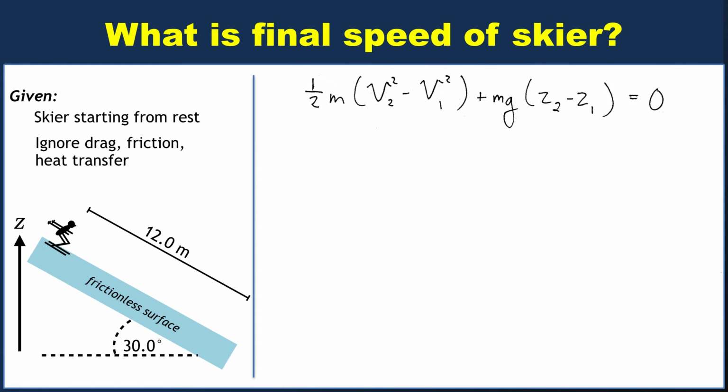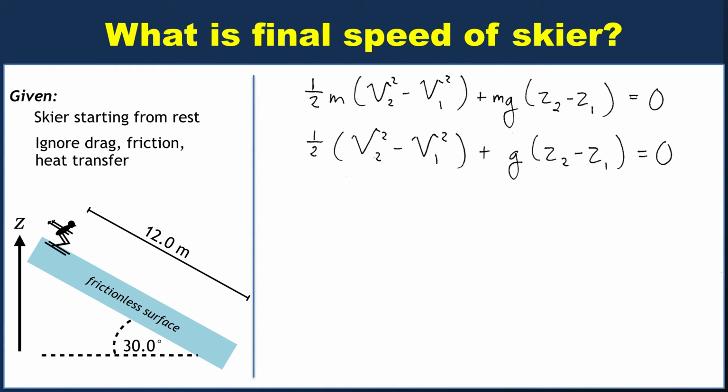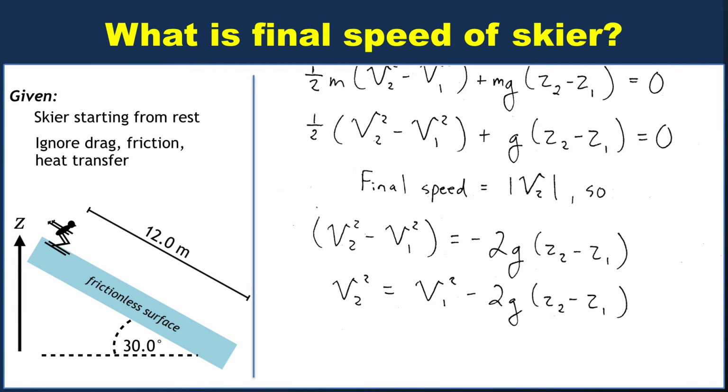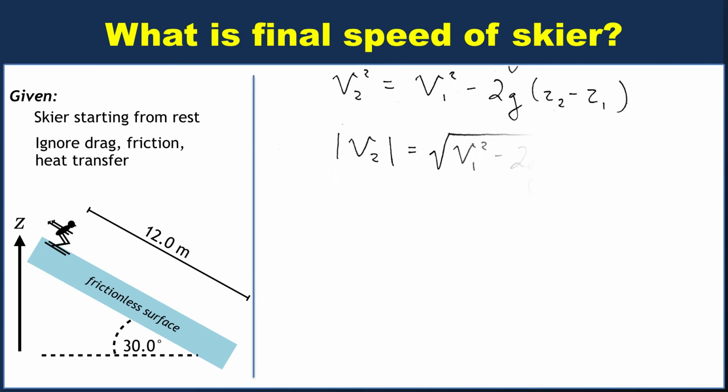Now we just need to sort out what all of these terms are going to be. Let's cancel a factor of mass first. We want to solve for the final speed. The final speed is equal to the magnitude of v2, so we want to rearrange for that. We can find an expression for v2's magnitude, which is the square root of v1 squared minus 2g times (z2 minus z1), where z is just the position of the skier in the z direction. Let's go through these two terms slowly.